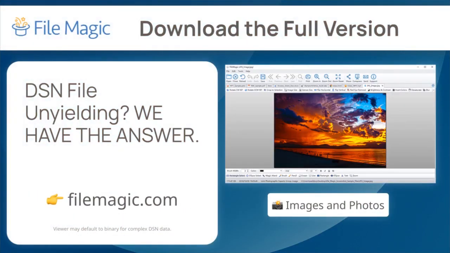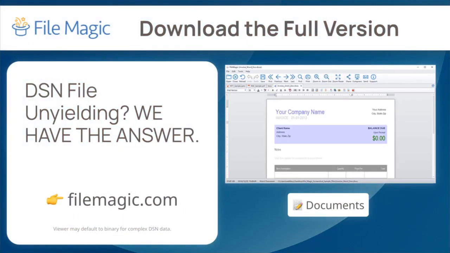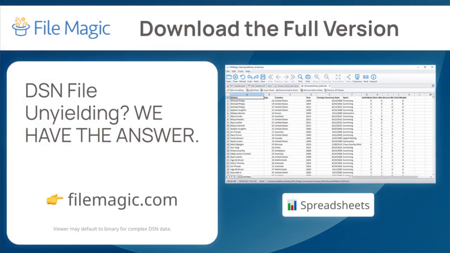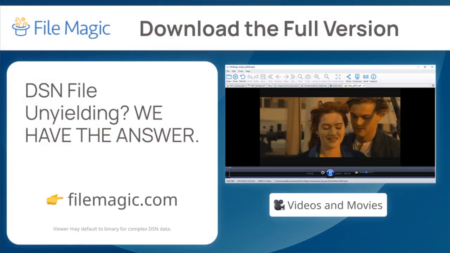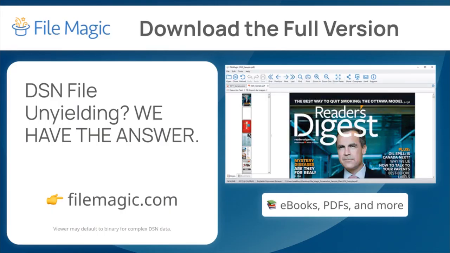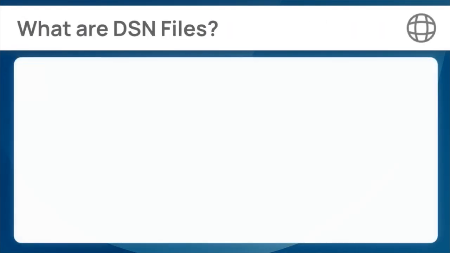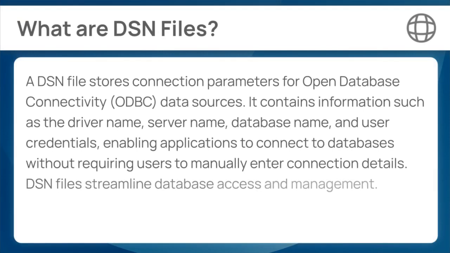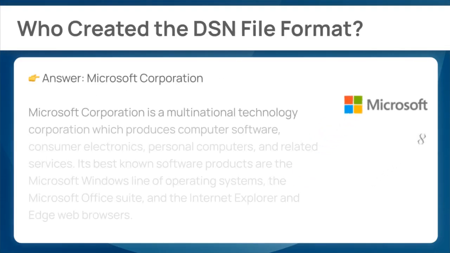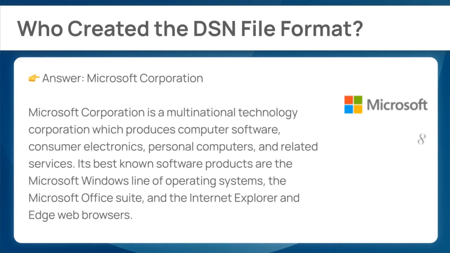The power of this solution comes from the deep DSN file analysis provided by one specific inspection tool that is truly universal in its application. A DSN file stores connection parameters for Open Database Connectivity, ODBC, data sources. It contains information such as the driver name, server name, database name, and user credentials, enabling applications to connect to databases without requiring users to manually enter connection details.